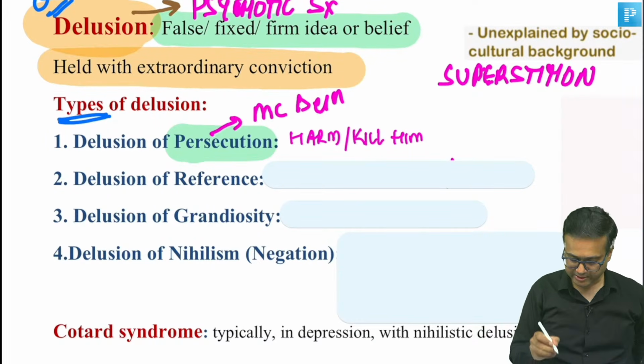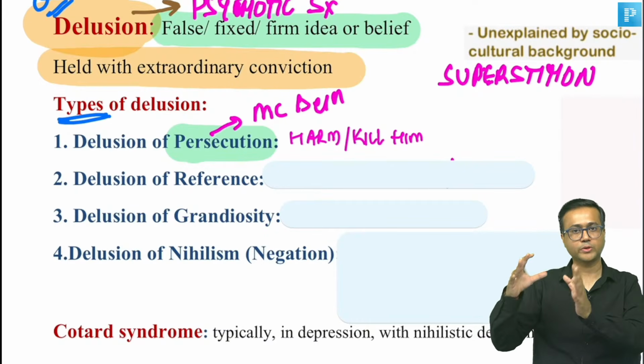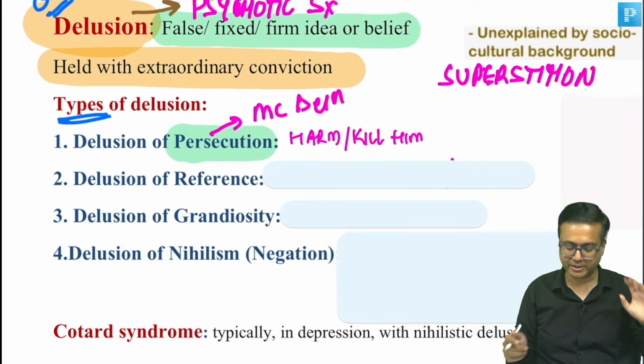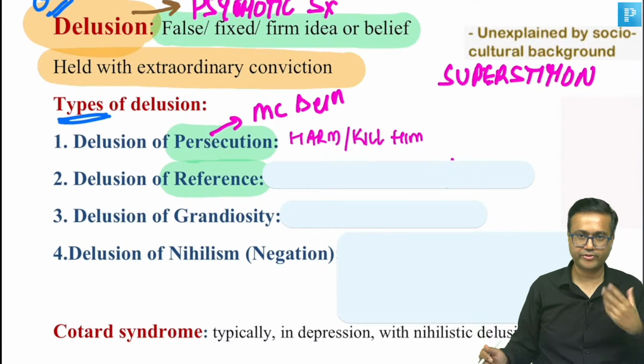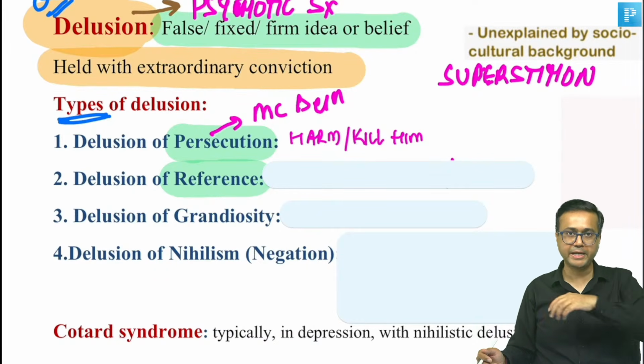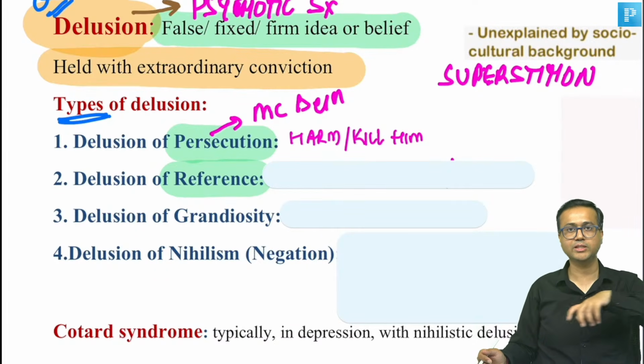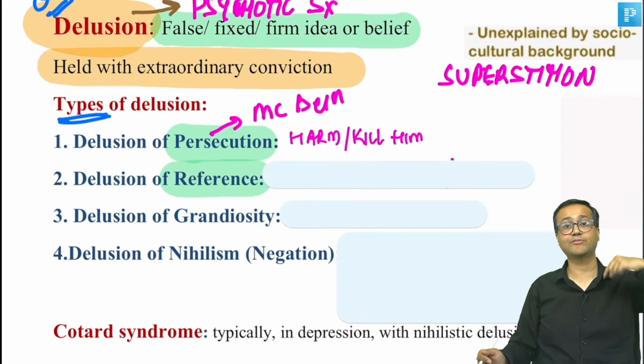Let's discuss the next delusion. So what I've done, I've clubbed these delusions together so that it becomes easy for us to remember. Beta, what is delusion of reference? See, the name is telling you. Patient thinks that jo bhi aaspaas ho raha hai, everything which is happening around him is in reference to me.